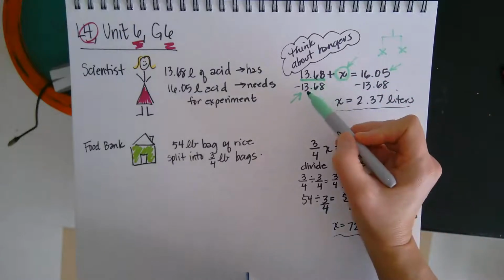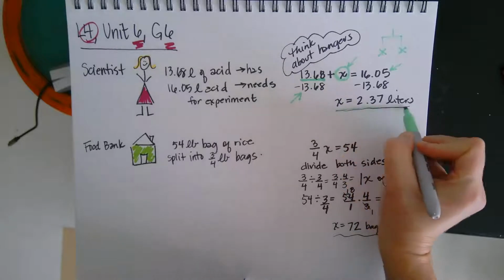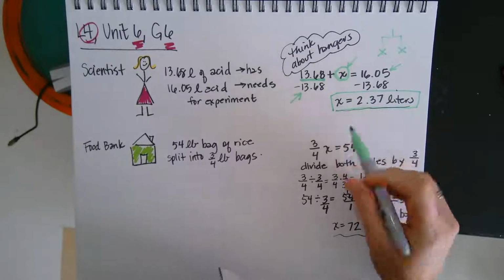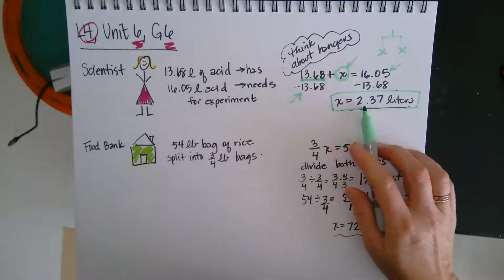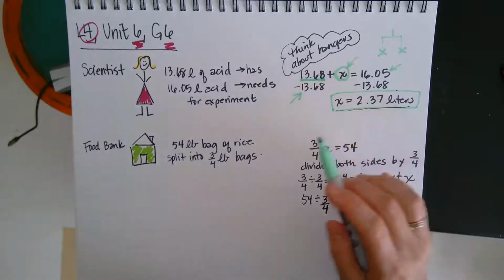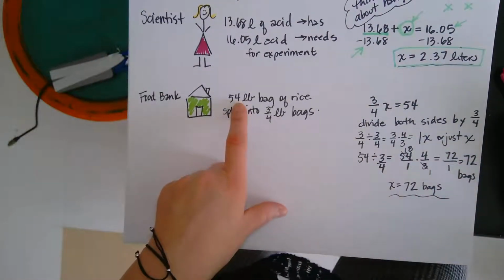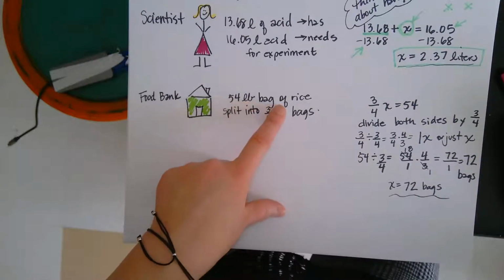When I subtract 13 and 6800ths from here, it's gone, right? So all I'm left with then is this answer where I know that the unknown is equal to 2 and 3700ths liters. In this problem, we have the food bank, and it has a 54-pound bag of rice.